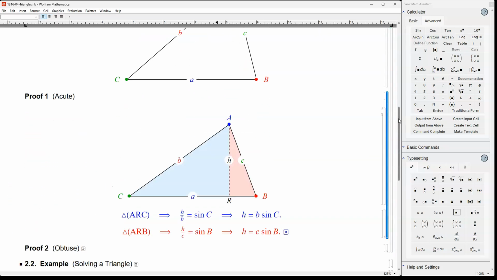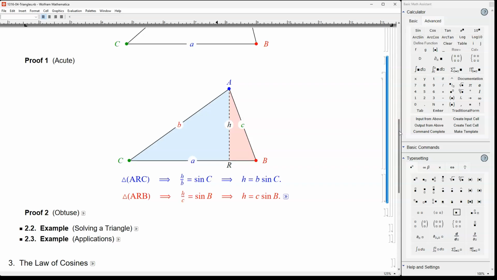First, decompose the given triangle into two right triangles like this, blue and red. And then forget about this A for the time being. Let's consider b and h. With respect to the angle C, sine of C is opposite over hypotenuse, so h over b, therefore h is b sine of C. That's coming from the blue triangle. Now let's do the same for the red right triangle. Sine of B is opposite over hypotenuse, h over c, therefore h is c sine of B.